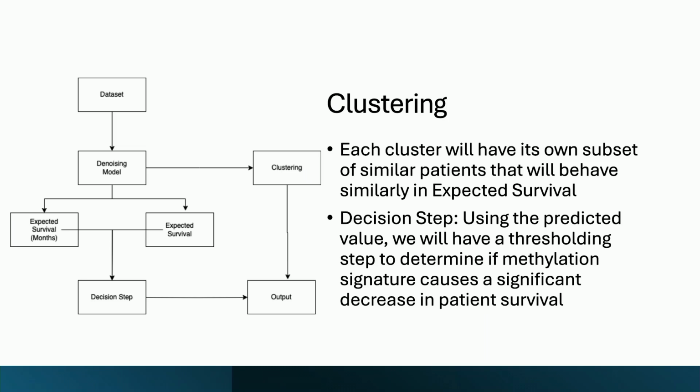So then the decision step is where you take all this data you now have, and you can say, okay, this group has a worse overall survival, and then this group, and then we can use that with treatment data to make a more usable output.